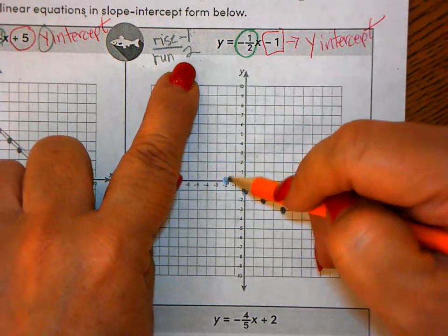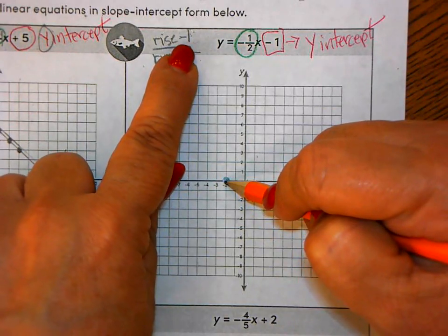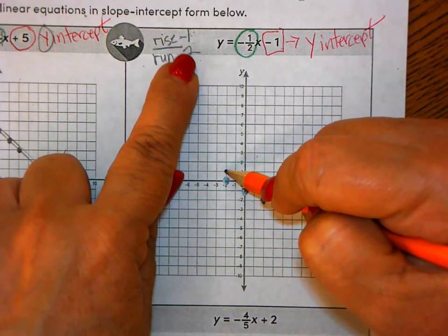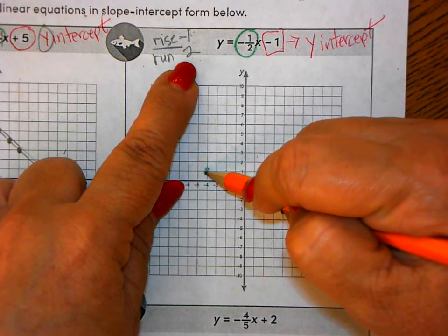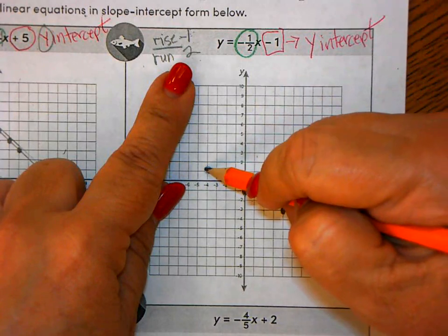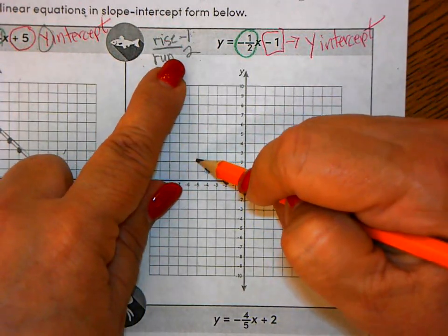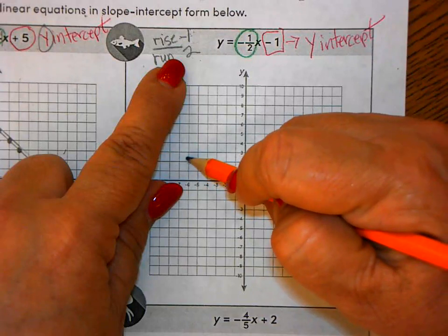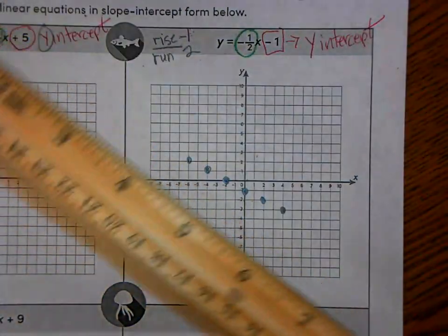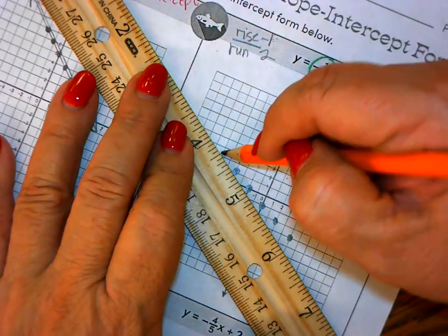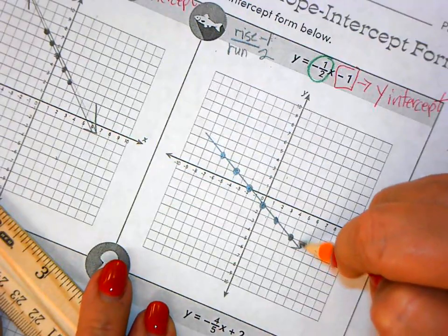And I'm going to do a couple more plotting. So moving it up a positive 1, moving to the left a negative 2: 1, 2. And I'll do one more, a positive 1 up and a negative 2 to the left. And there I have my additional points. And now I'm going to connect. And there we go.